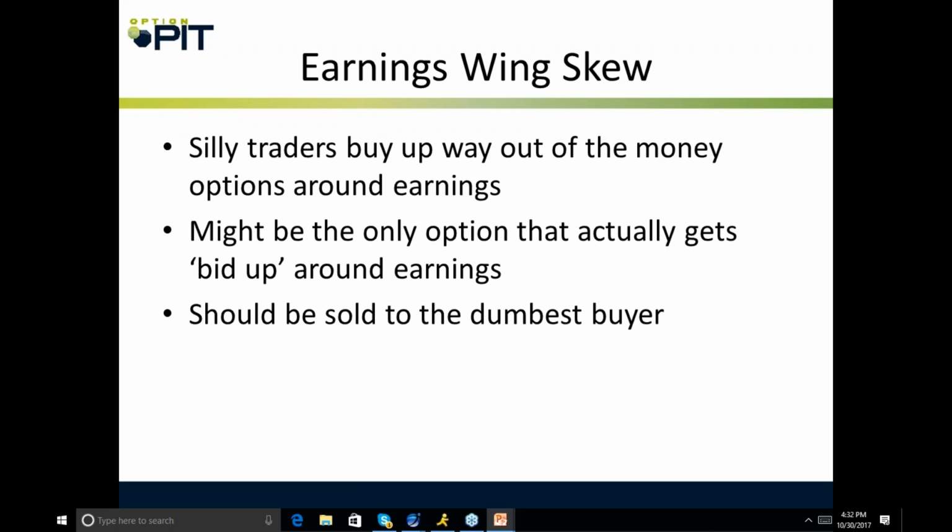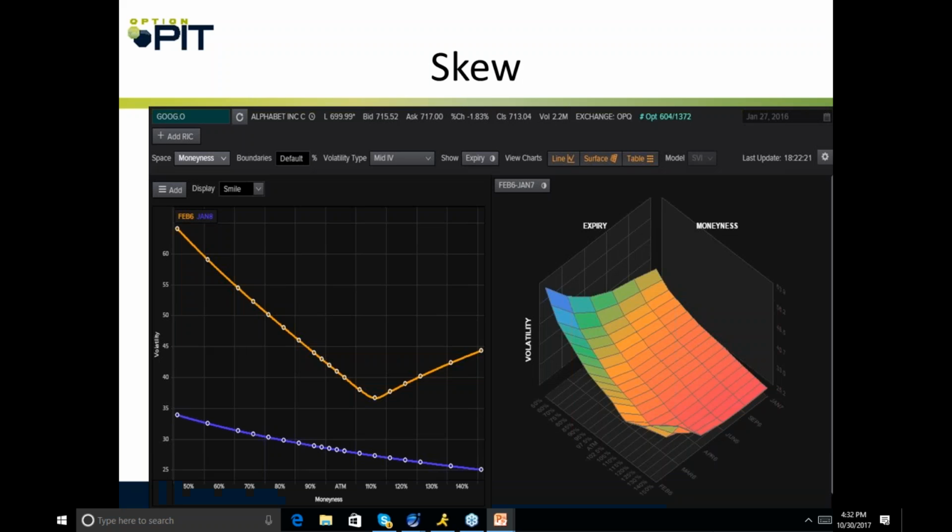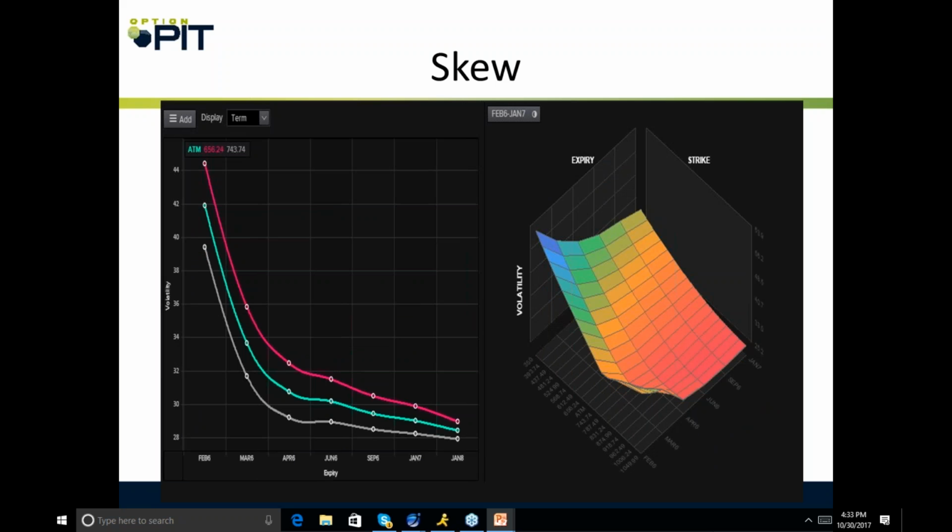All right, so what will happen is silly traders bid up those way out of the money options. Sell those to the dumbest buyer and then buy stuff around it. And this is the way skew can look around earnings. You know, the yellow, you can kind of see the difference there. The yellow has earnings, the blue does not. You see the problem? This is what it should normally look like.